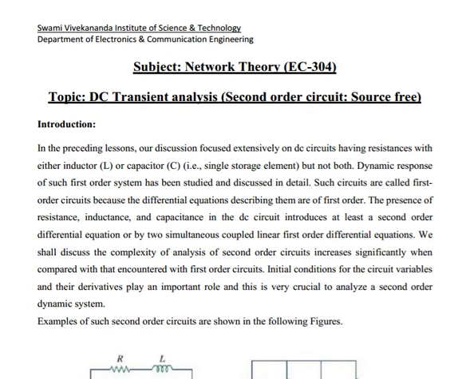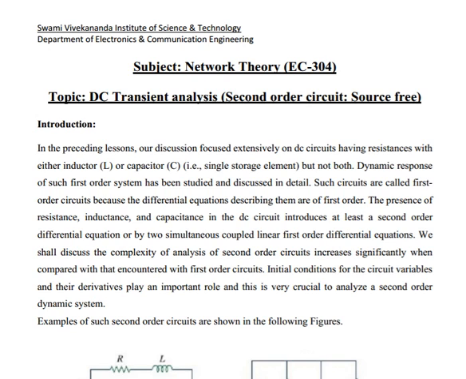Hello everyone, this is my lecture number 14 on network theory, and today's topic is DC transient analysis, second order circuit. It is for source free circuit, or for natural response. In the last two lectures I discussed RL and RC circuits, that is the first order circuit, with source and also for source free circuit.